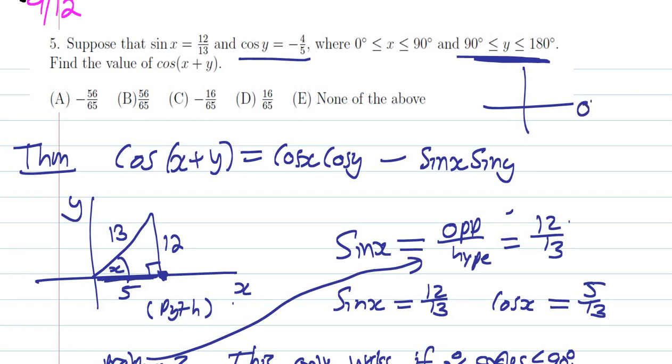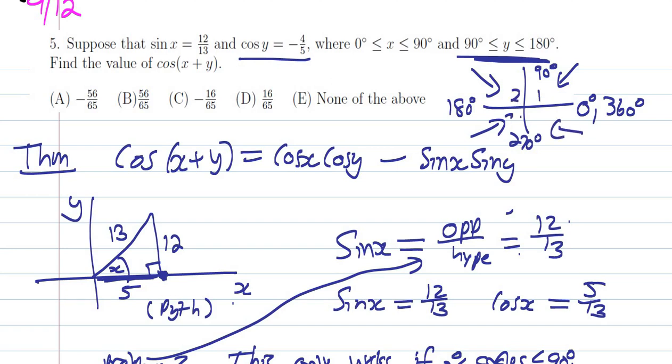If your angle is between 0 and 90 degrees, it's in the first quadrant. If it's between 90 and 180 degrees, it's sitting in the second quadrant. If it's between 180 and 270, it's in the third quadrant. If it's between 270 and 360, it's in the fourth quadrant. So it's always good to draw the quadrants, to know where you are dealing. So x is between 0 and 90, so it's in the first quadrant, and we've done the maths. Y is sitting in the second quadrant.